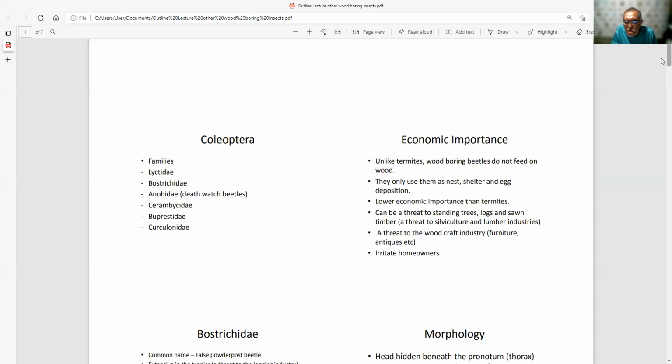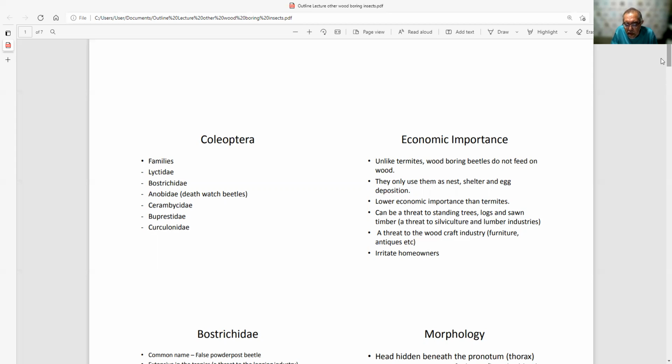They only use them as nest. Yeah? Digunakan sebagai tempat untuk bersarang, shelter, dan berlindung, dan egg deposition. They use it for tempat untuk meletakkan telur. Okay, do they not consume any part of the wood? They do, but it's not the wood that they consume, but it's the starch. This I will explain later. Yeah? So because of that, they have a lower economic importance than termites. Kepentingan ekonomi yang lebih rendah berbanding dengan anai-anai.